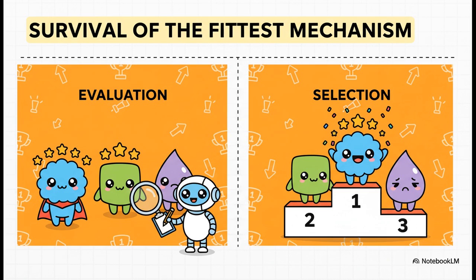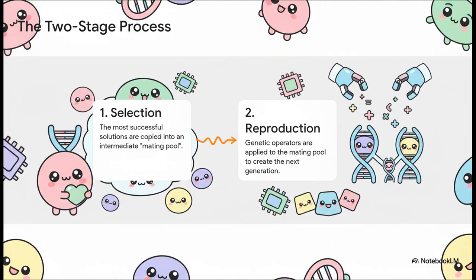The algorithm then gives a huge preference to these better solutions, letting them pass on their good genes to the next generation. And this all happens in two main steps. First is selection, where the best chromosomes, our best backpacks, are chosen and put into a temporary group called a mating pool. Then comes reproduction, where those chosen solutions are mixed together, sometimes with a few random changes, to create a brand new generation of solutions, or new packing lists.